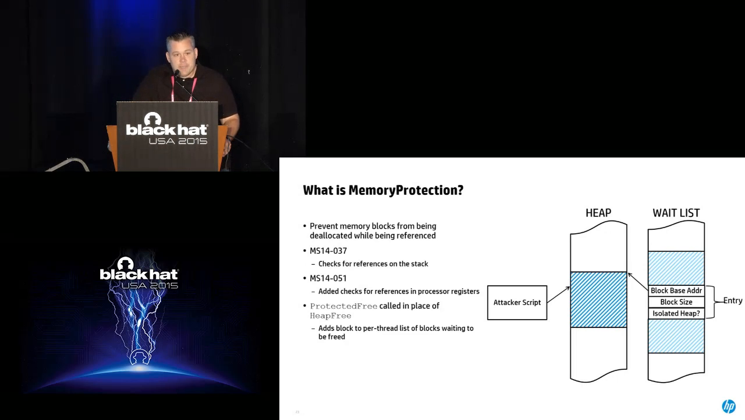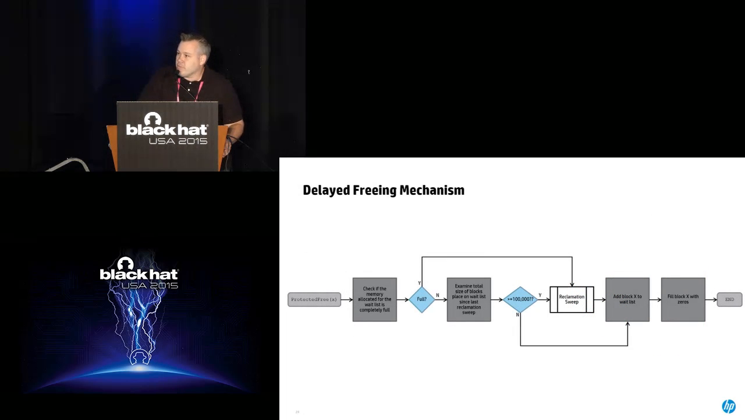So how did Microsoft implement this? Well, they implemented a new function called protected free, which is called instead of heap free. To understand how this works, what you see on the slide is a flow chart of the steps that are taken by protected free, and it's actually pretty simple. The first thing it decides to do is whether it's going to do a reclamation sweep or not. And then after that, it adds that block to the waitlist. It will perform a reclamation sweep if the waitlist contains more than 100,000 bytes worth of new blocks since the last reclamation sweep.